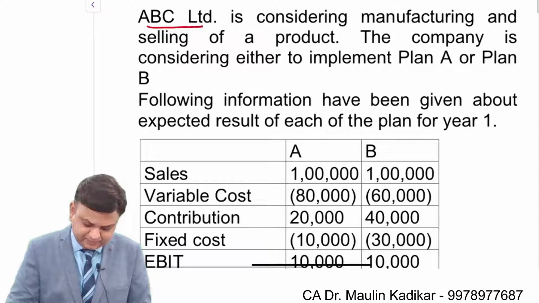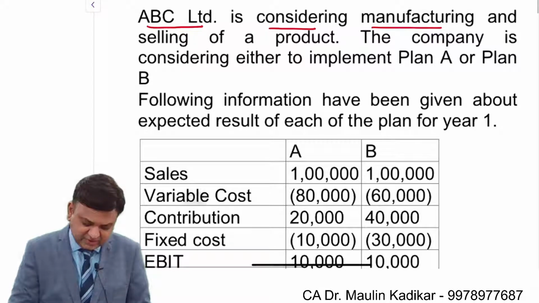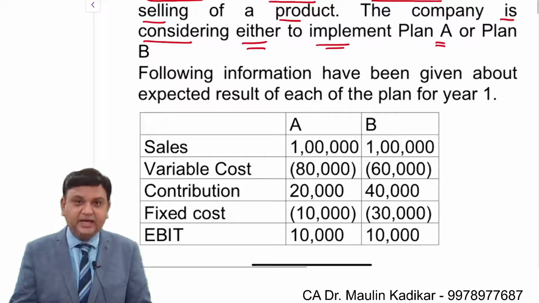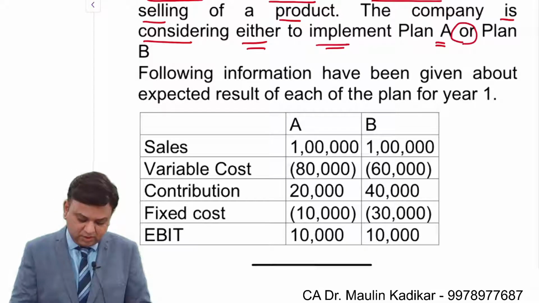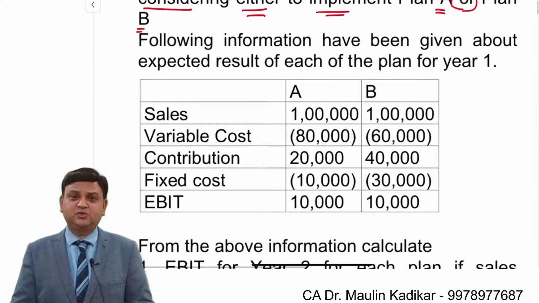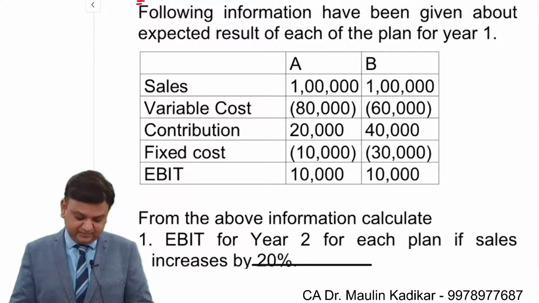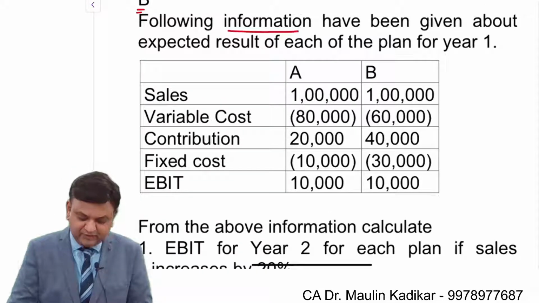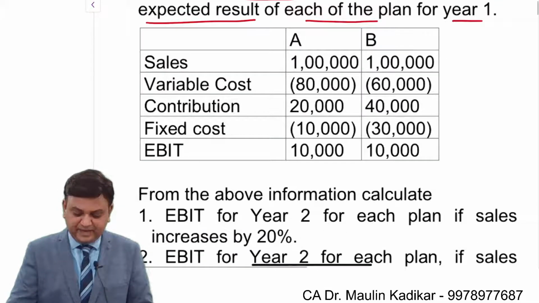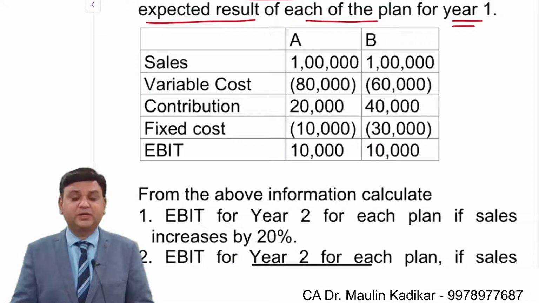ABC Limited is considering manufacturing and selling of a product. The company is considering either to implement plan A or to implement plan B. So to manufacture and sell the product, we are thinking of implementing one of two plans, plan A or plan B. The following information have been given about the expected results of each of the plan for the first year. So we have been given two plans for the first year and the results of both.